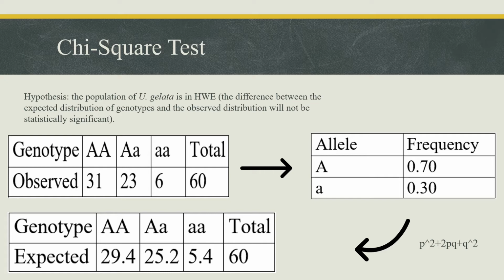Next, we can use the Hardy-Weinberg equilibrium formula, which is p squared plus 2pq plus q squared, to figure out the expected genotypic ratios. And we can see that the expected ratios are quite different from our observed ratios.